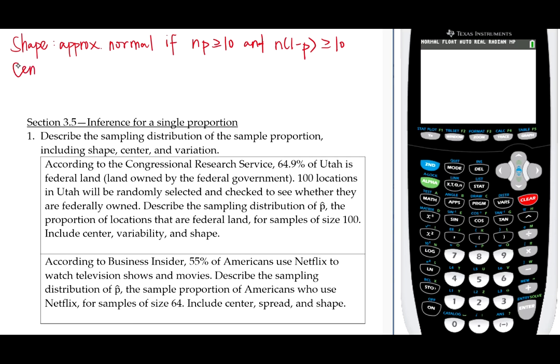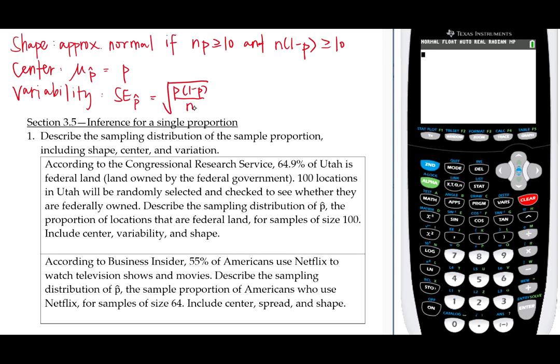Next, we'll talk about center. We're going to use the notation mu with the subscript p hat to indicate the mean of the sampling distribution of p hat. That is equal to the population proportion, which is the symbol p. So the sampling distribution of p hat is centered around the population proportion. And then the variability. We'll use the symbol SE, which stands for the standard error, the subscript p hat, and the formula for this is p times 1 minus p over n, and then you take the square root of that whole thing.